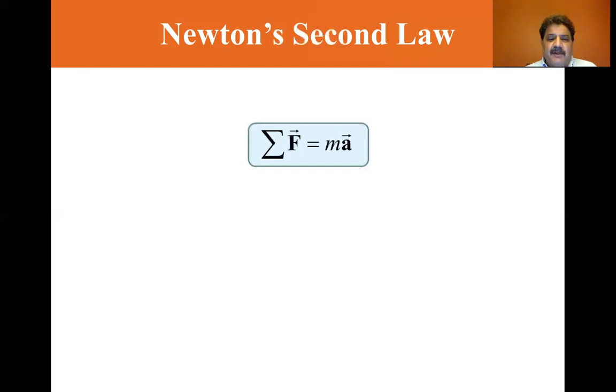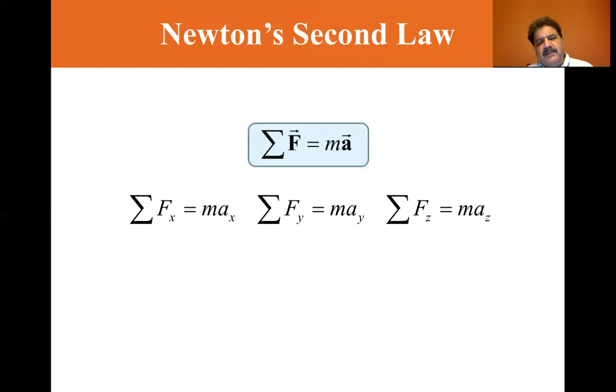Now we have the components of the equation. The sum of the forces in the x direction equals the mass times the acceleration in the x direction. The sum of the forces in the y direction equals the mass times the acceleration in the y direction. And the sum of the forces in the z direction equals the mass times the acceleration in the z direction. These are not three different accelerations. The ax, ay, and az all sum to give you a resultant acceleration, so you only end up with one acceleration.